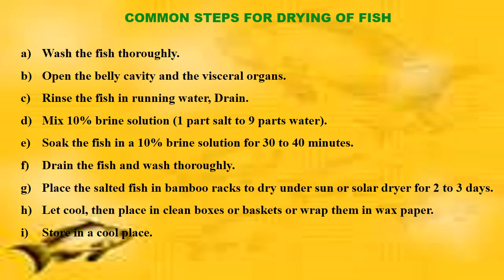So here we will discuss the common steps for drying of fish. The first thing is to wash the fish thoroughly, that is the outer surface. Then open the belly cavity and the visceral organs. So we have to open the abdomen and remove all the visceral organs. Then rinse the fish in running water and drain the water. So we should wash the inside thoroughly and clean everything and then drain it out.